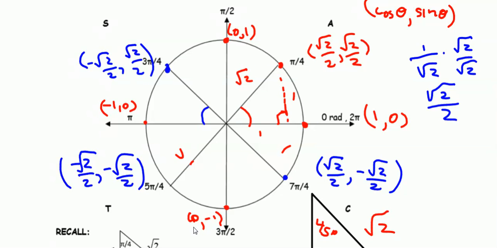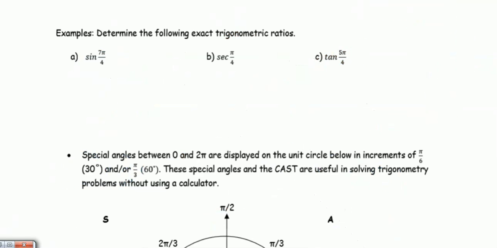Okay, so this is going to be a really helpful tool then if I want to get the exact value for any of these angles that we have discussed. So let's see what we can do with this. Okay, so we're going to try to find the exact ratio for the sine of 7 pi by 4.